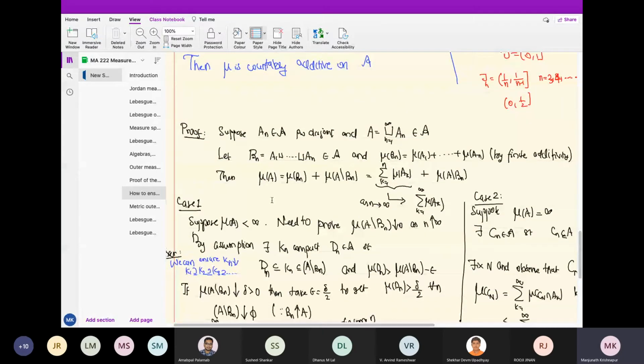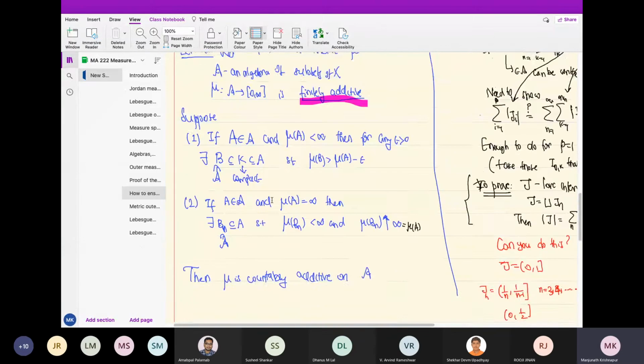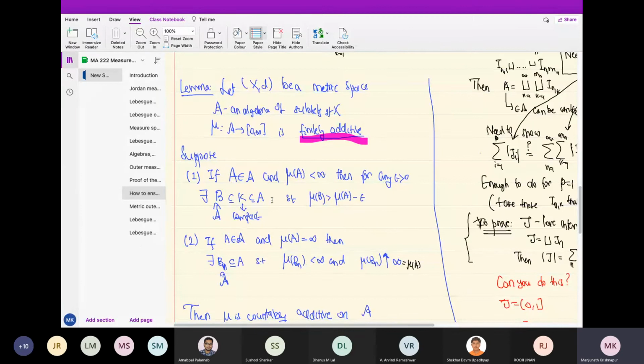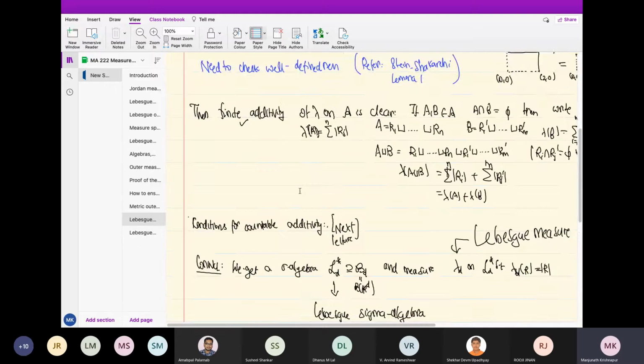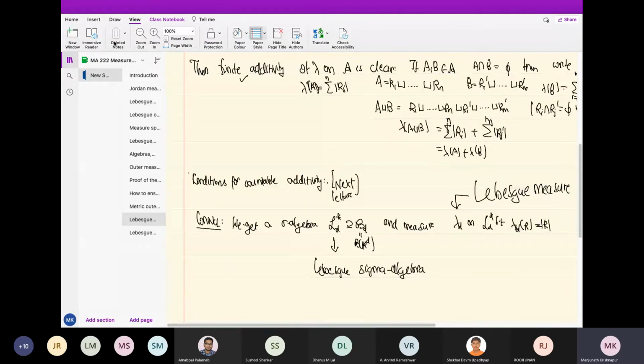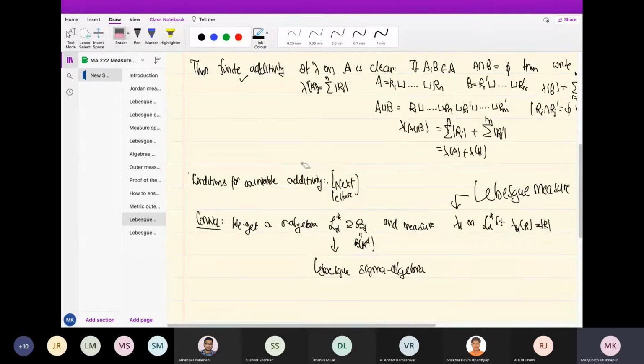Then it follows that we have countable additivity. We proved it last time. So it's much easier to check this than to directly check countable additivity. That's why I want to show how this is checked. Okay, so we'll check this. So let's check why this is countably additive.